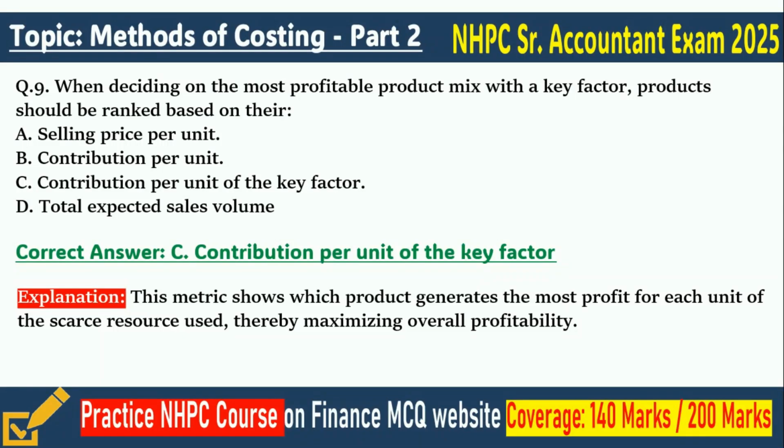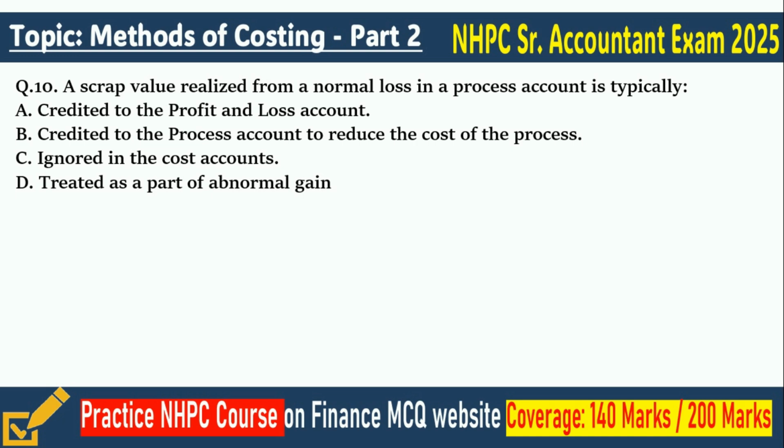maximizing overall profitability. Question: scrap value realized from a normal loss in a process account is typically: option A, credited to the profit and loss account, option B, credited to the process account to reduce the cost of the process, option C, ignored in the cost account, option D, treated as a part of abnormal gain. So, what should be the correct answer? Please pause the video and think over it.